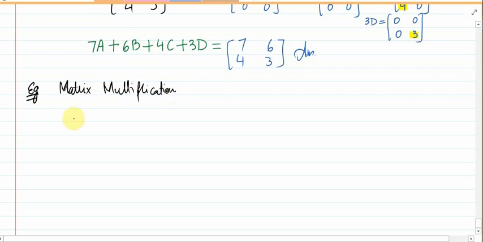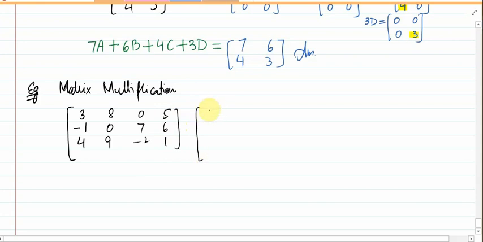If I have a matrix [3, -1, 4, 8; 0, 9, 0, 7; -2, 5, 6, 1], you need to multiply it with [2; -3; 0; 5], right? So first, I want you guys to attempt it by yourself, see if you can do it.